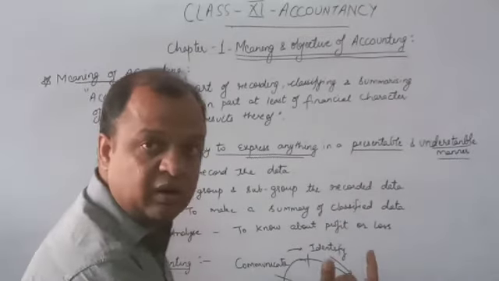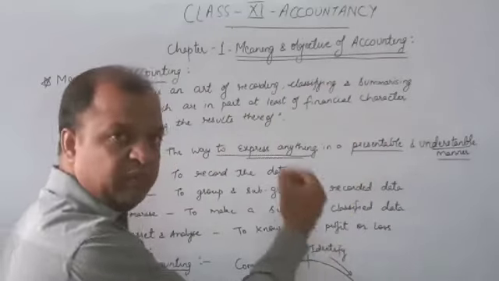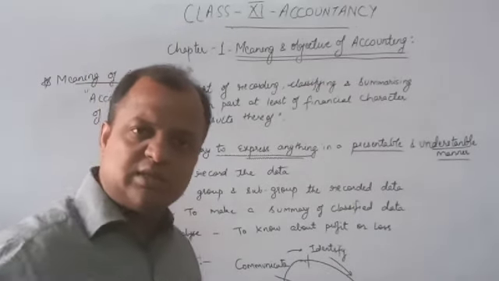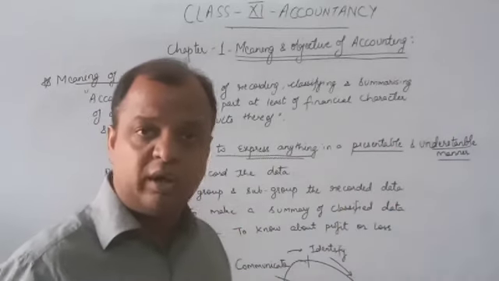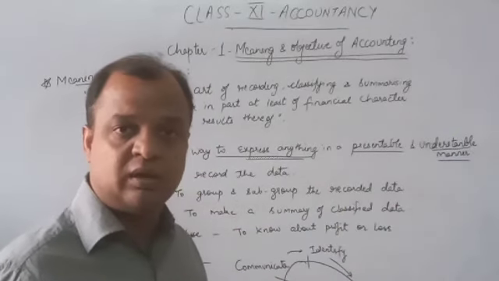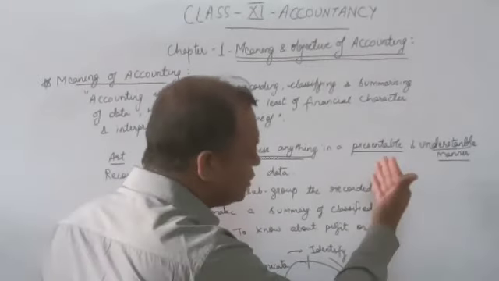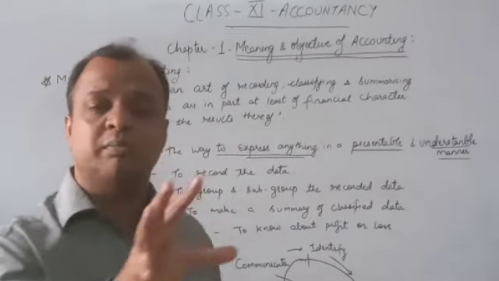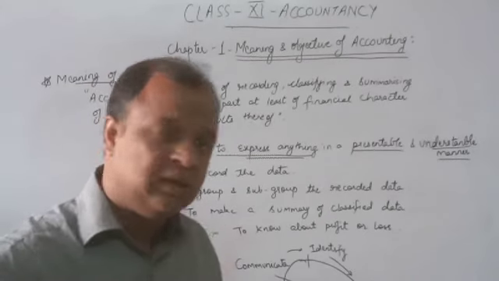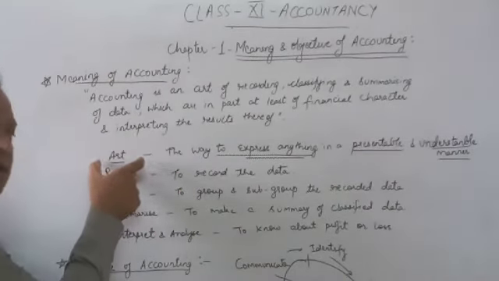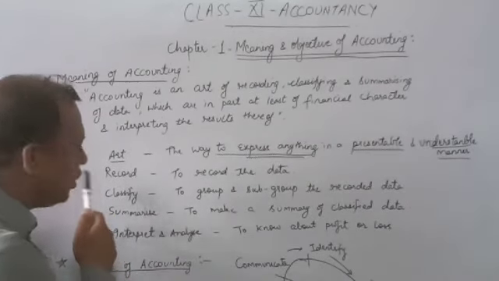What is presentable? The data which we record. Any data which we record or which we present should be done in such a manner that anyone who is not a user of accounting or who is a lay person, who does not have any knowledge of accounting, can also read and understand what is being shown, and he can try to relate it, is the way named as art. Clear? Okay.